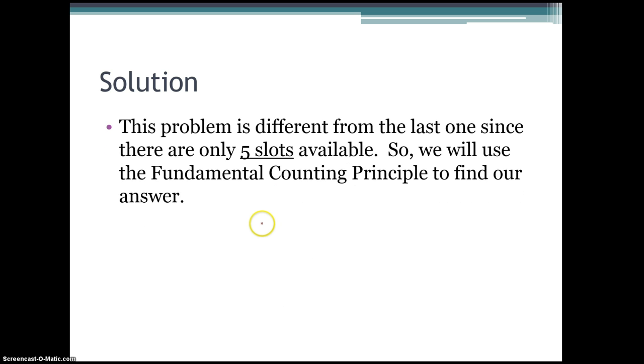Here's our solution. Again, this is a problem a little bit different from the last one because we only have 5 seats. We're going to still use our fundamental counting principle. So here would be the work. Now we've only got 5 slots. And again, we're going to times because that's what the fundamental counting principle tells us to do. So we have how many people to pick from? 8. So the first seat we have 8 people to pick from. Now once I've picked that person for that slot, how many people are left? 7, 6, 5, 4, and then this one's 3.